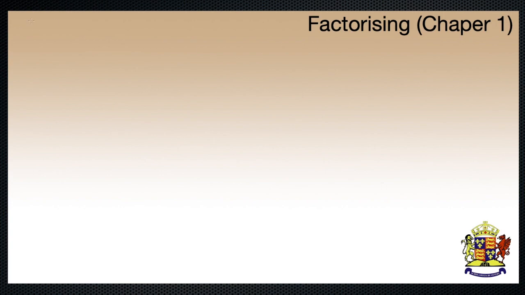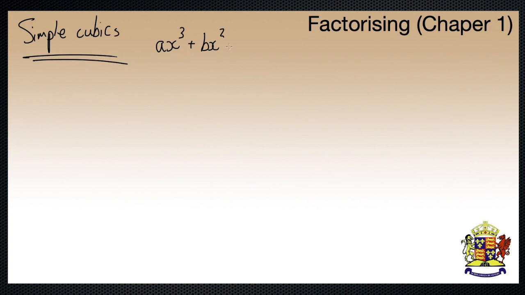Okay, the last thing to look at is something that I would call simple cubics. And the reason I call them simple cubics is because they go in the form of ax cubed plus bx squared plus cx, and there is no number term. You will learn to factorise more complicated cubics, but for the moment we're just looking at them where they all have an x in. And that's a bit of a clue to how we're going to solve them.